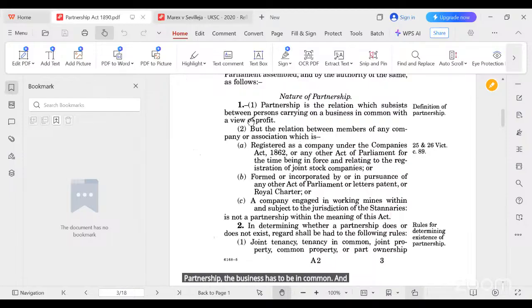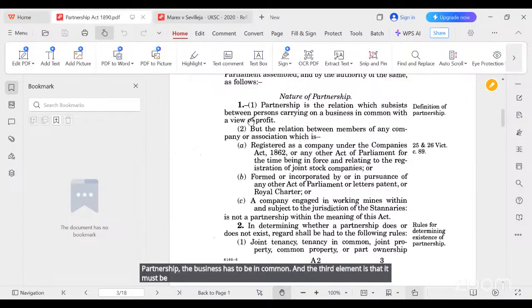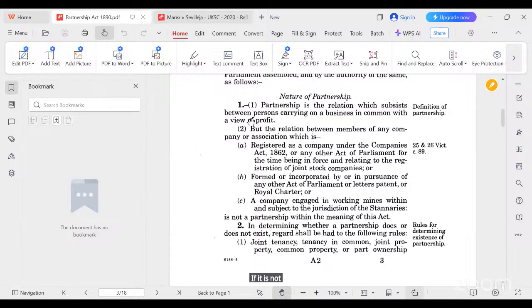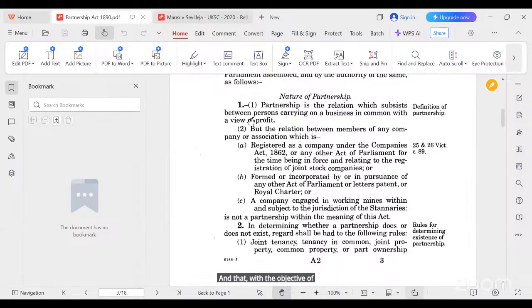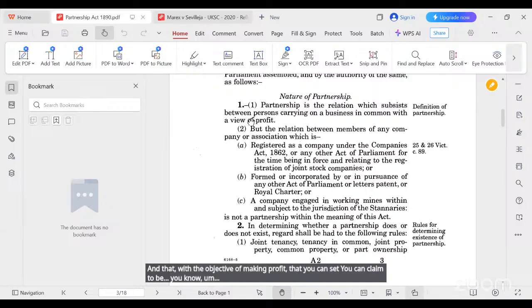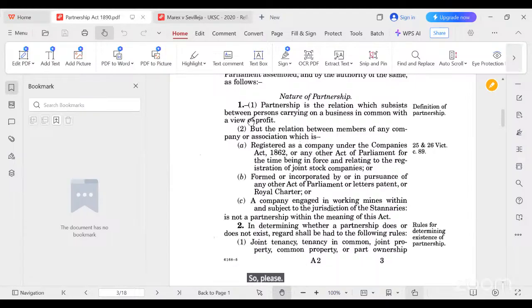And the third element is that it must be with a view of making profit. That is very important. If it is not for profit, then don't waste your time. It has to be for profit. It is only when you have more than one person doing business in common, with the objective of making profit, that you can claim to be in partnership. So please bear this in mind. This definition is mandatory.